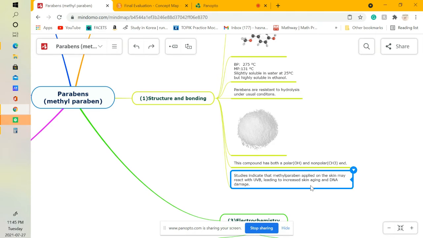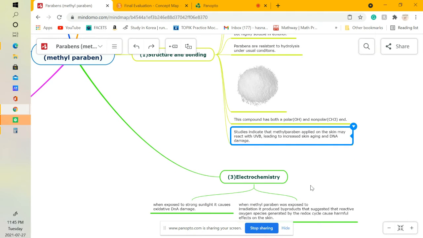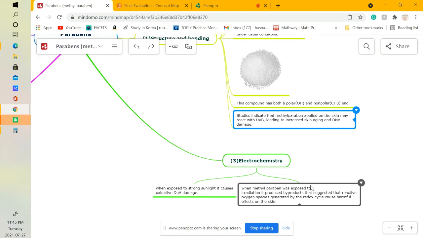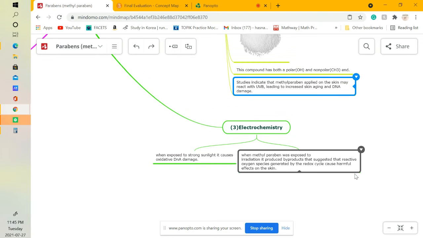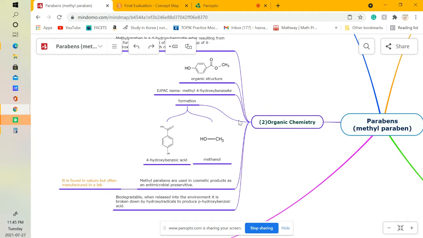And this is very important to know because studies have indicated that methylparaben, when applied to skin, can react and cause the skin to be very sensitive to UV rays and sunlight. It is proved to be carcinogenic, but for some reason still not banned here. Right here we can go on to the organic chemistry part.